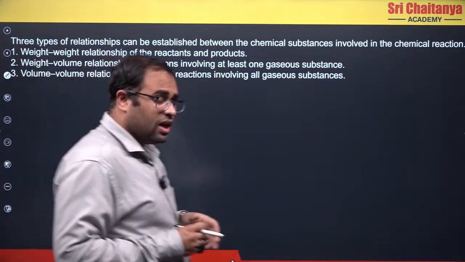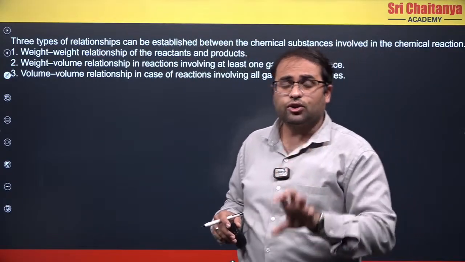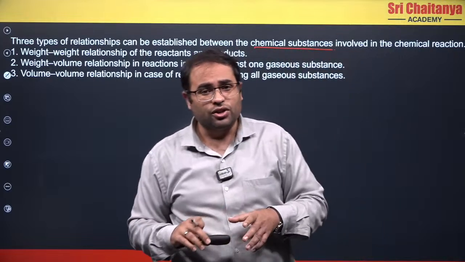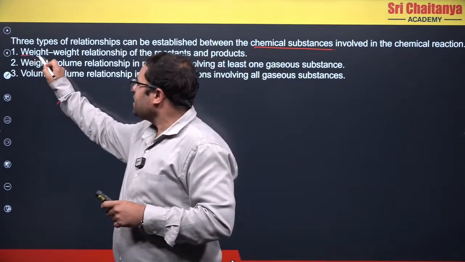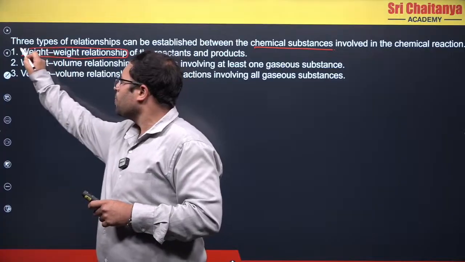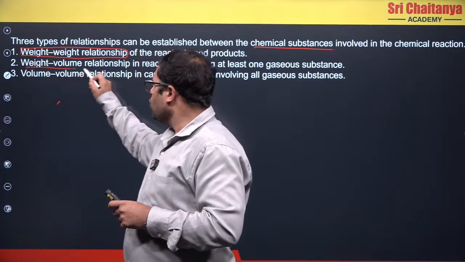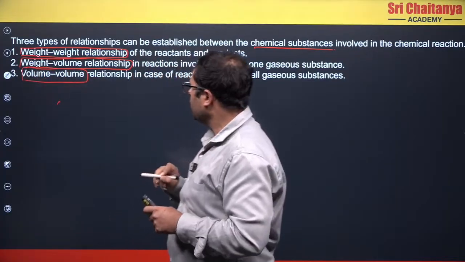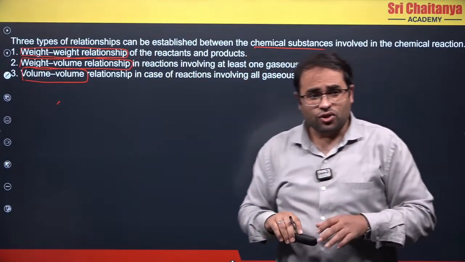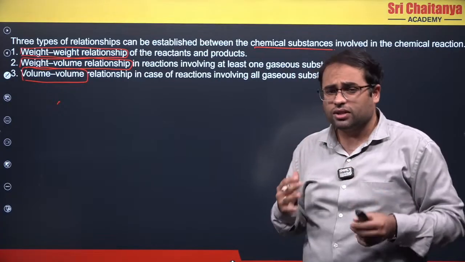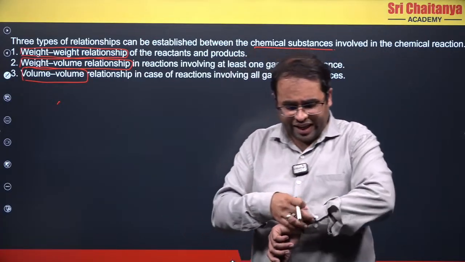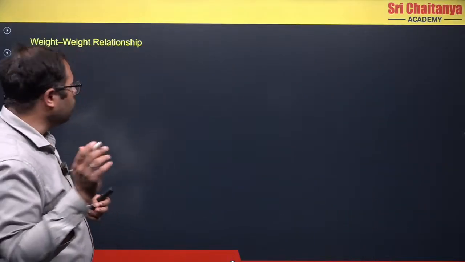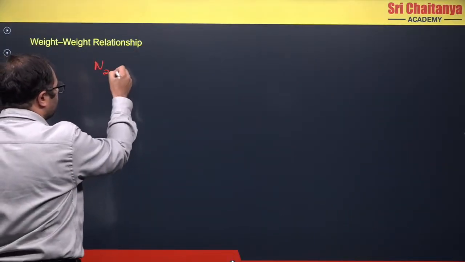Now, these chemical equations tell you some kind of relationship between the chemical substances. Now, what is that relationship? It can either be weight relationship, weight volume relationship, or volume relationship, right? So these are the relationships which it can talk about, and how does it talk about those relationships, we will see further in detail in the next parts. Now, weight relationship, how do I talk about weight relationship? So I'll take the same thing.